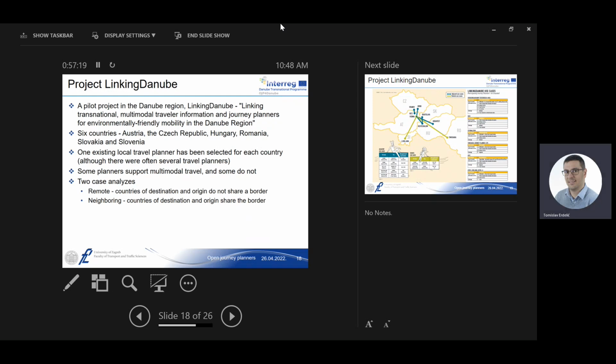What was done in the project? For each country, one journey planner was used at the national level. Although there are often several journey planners, some planners supported multimodal travel and some did not. And two cases were analyzed: remote travel, when the countries of destination and origin do not share a border.